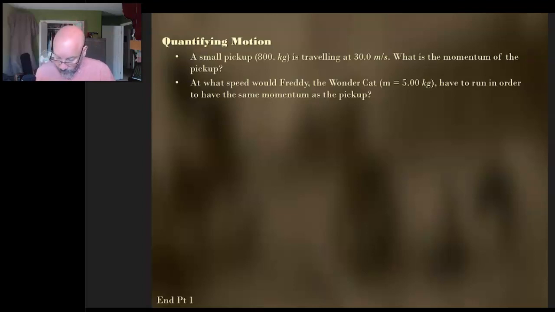So what we want to do is draw. I'm going to do this first one with the pickup first. I'm just going to make it abstract. So I've got a pickup with a certain velocity here, just like that. And I want to put a lot of information on my sketch, like we always do. So my mass is 800. It's just my sketch. I'm not going to worry about units or sig figs. And what we're interested in finding is the momentum of that thing. The momentum there is just mv.